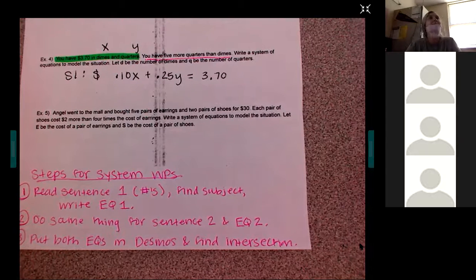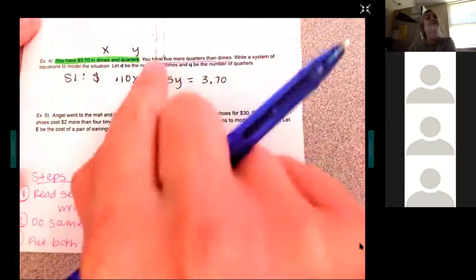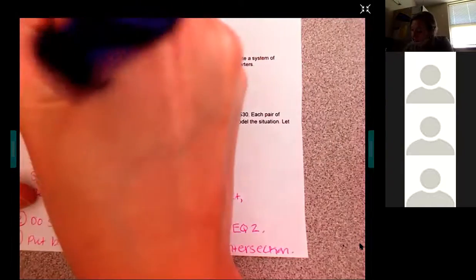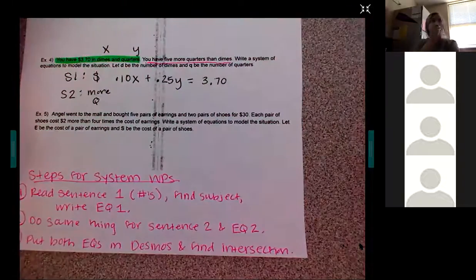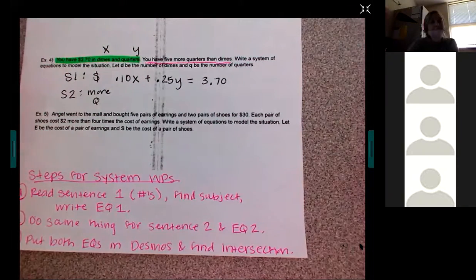Which one does it say we have more of? Y'all got to work on your reading. It's quarters. Let's work on the reading. Everybody watch. You have 5 more what? Quarters. So this subject is saying we have more quarters. Think back to the one we just did in Delta Math. If it's talking about more quarters, we're talking about quarters, what should you write?